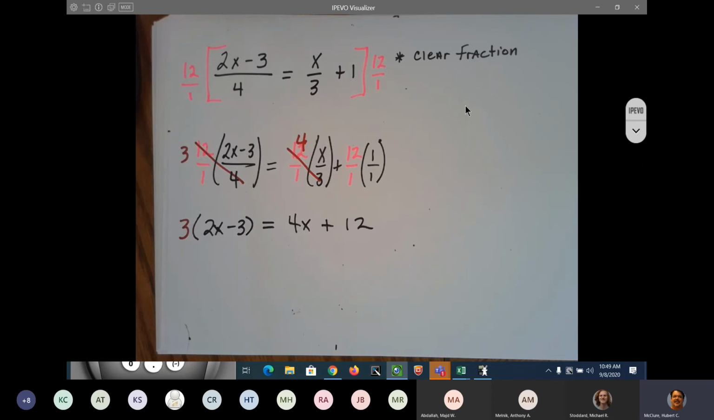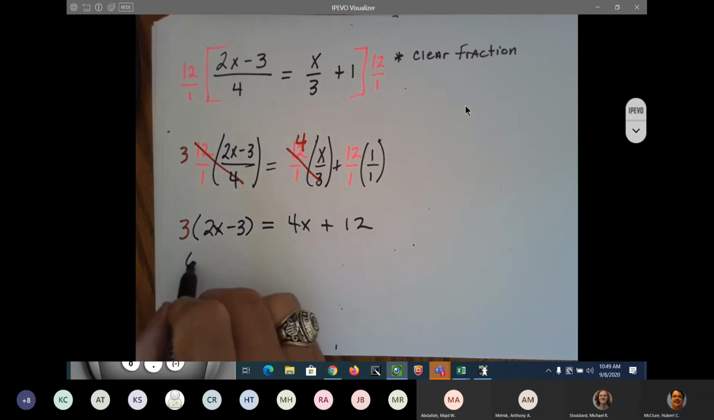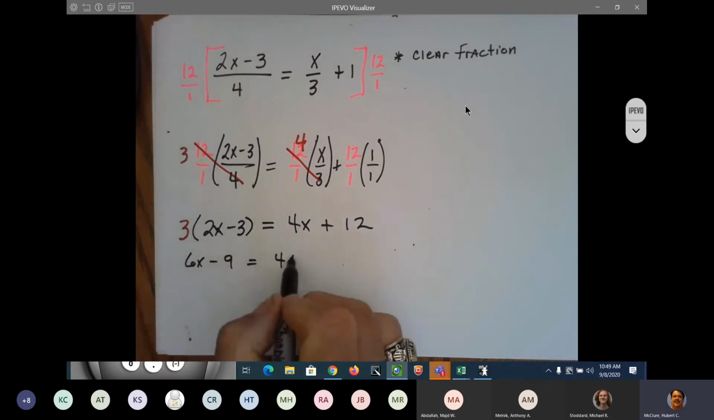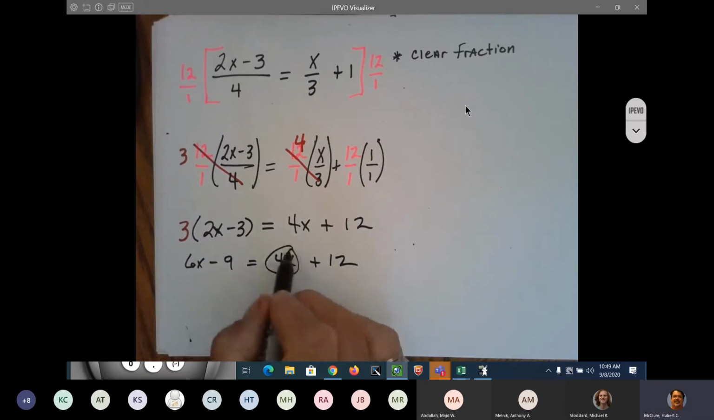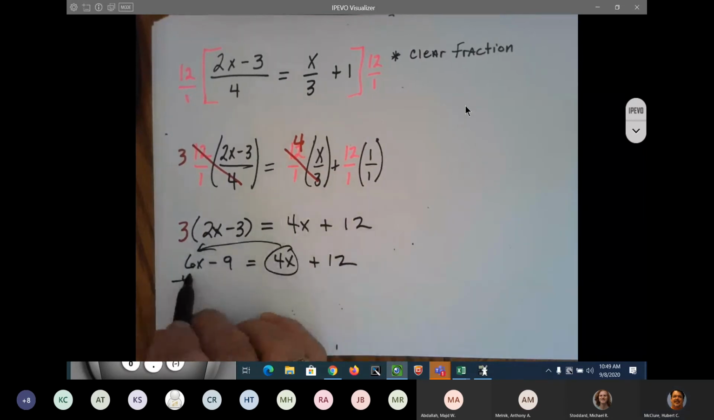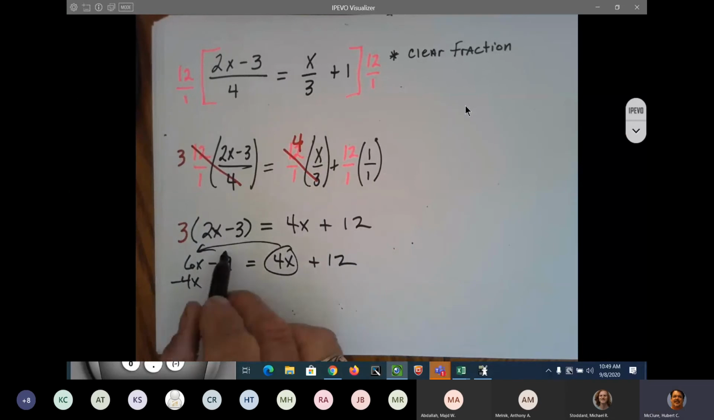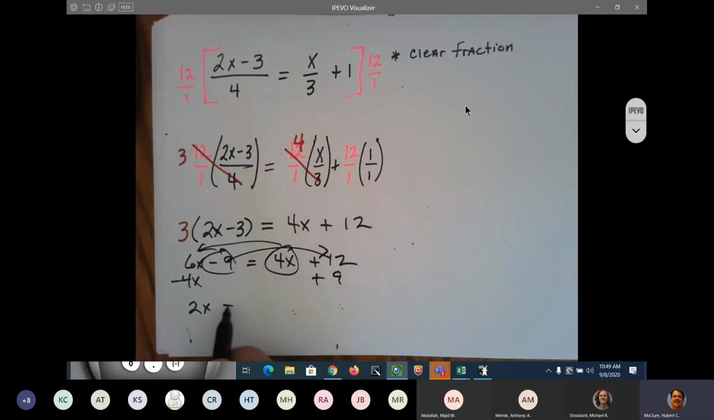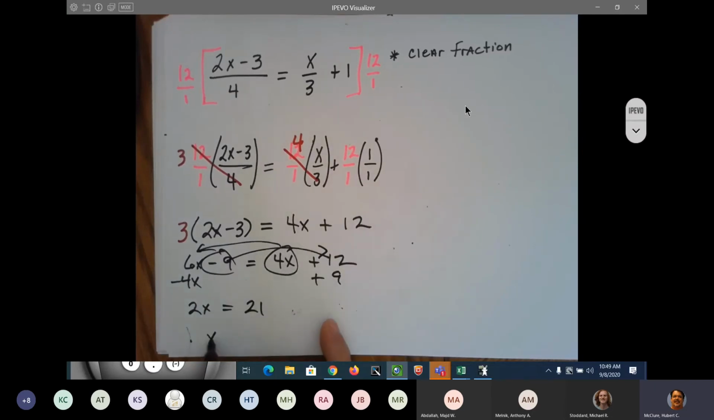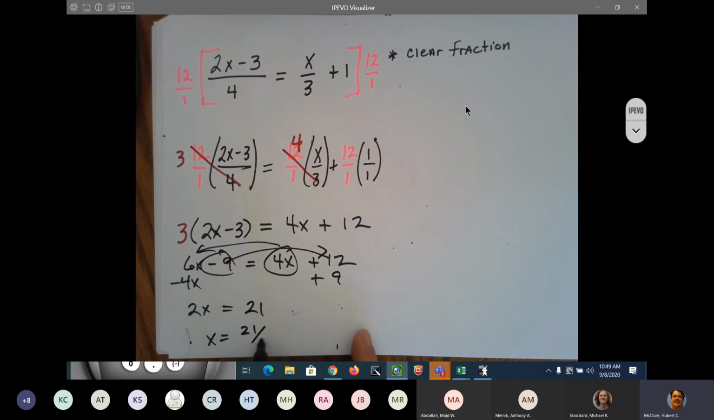Okay, so 3 times that'd be 6x minus 9 equals 4x plus 12. Bring this 4x across the river. Take the 9 across the river. And that's going to give you 12, that'd be 21. X is equal to 21 over 2.